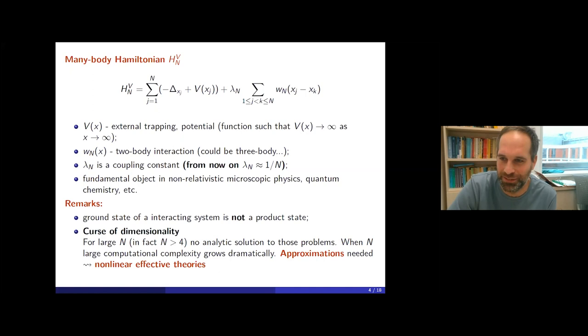So as I said already, this is a very general Hamiltonian, and of course we know that there's the curse of dimensionality and that there are no analytic solutions to that problem when n is large. Also the computational complexity of that problem grows dramatically, and so physicists rely on approximations, and they derive many effective theories that allow them to deal with the many-body problem and compute physical quantities. In my talk, I would like to show how we justify some of those effective theories, one of them being Gross-Pitaevskij and another one being Bogolyubov theory.